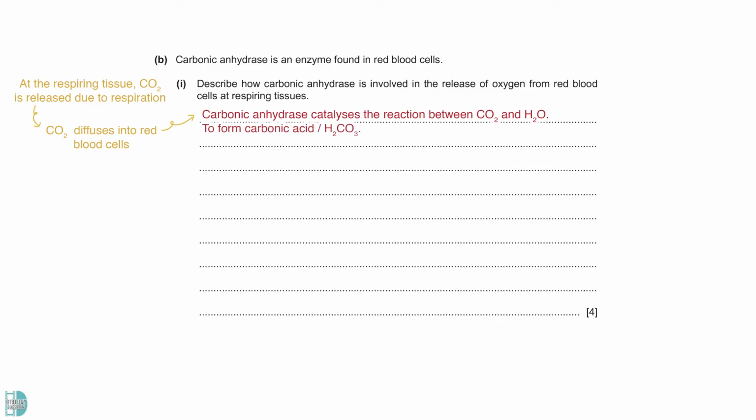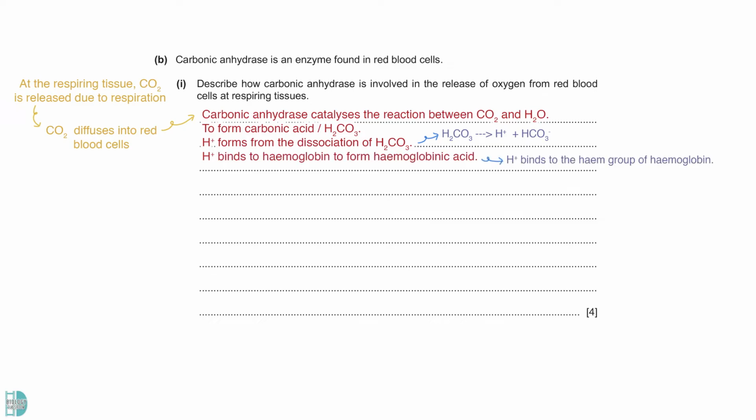Carbonic acid is formed. Then, it dissociates to form a proton and hydrogen carbonate ion. The proton will bind to the heme group of the hemoglobin to form hemoglobinic acid. It displaces the oxygen which was attached to the heme group. Hemoglobin has a higher affinity towards protons, so it has a higher tendency to bind with it and release oxygen.